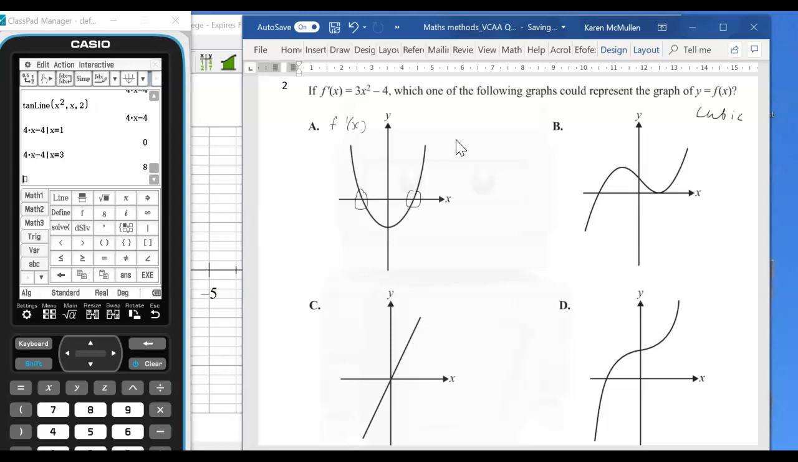Just to show you what it looks like. When your derivative crosses the x-axis, that means your gradient is 0. So that means your graph of f of x has 2 stationary points. I can see the difference between B and D is that B has 2 stationary points, one here and one here, and D has just 1 stationary point, which is here. So your correct answer for that one is B.